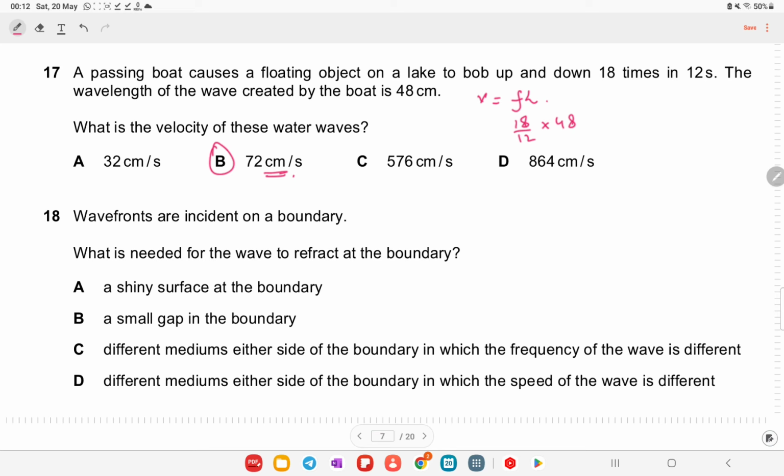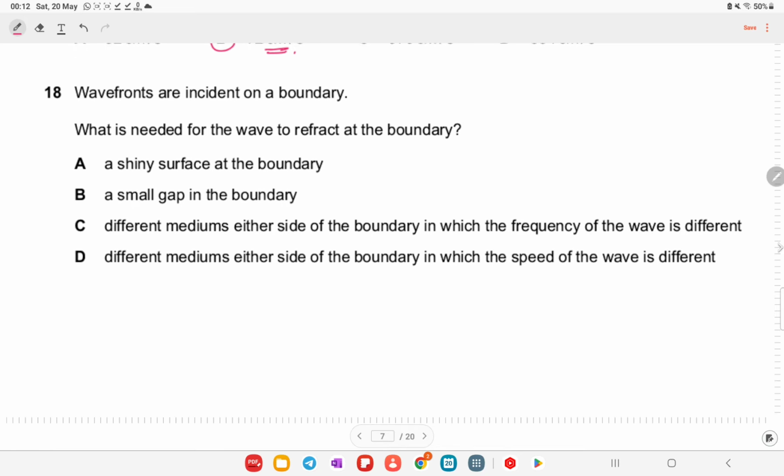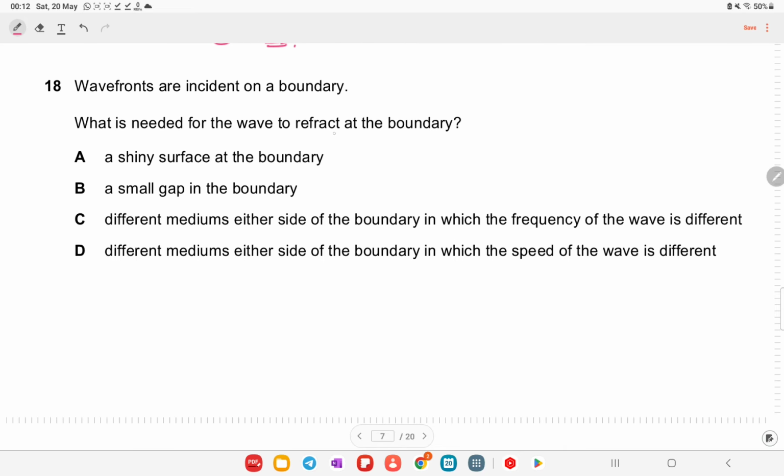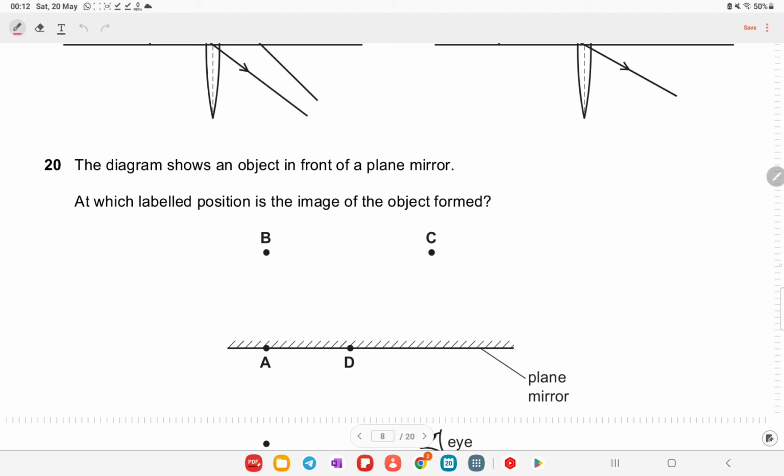per second. Okay, the wave fronts are identical on both sides of the boundary. What is needed for the wave to refract? A shiny surface, no, that's reflection. A small gap, that's diffraction. Different mediums either side of the boundary in which the frequency of the wave is different, no. Option D is your right answer because the speed will be different.